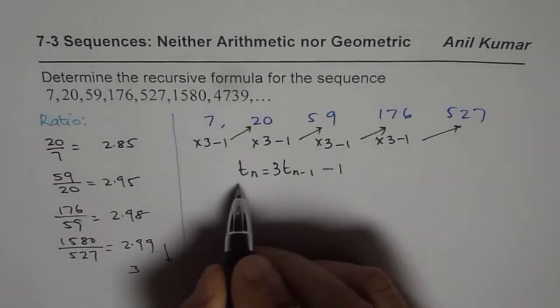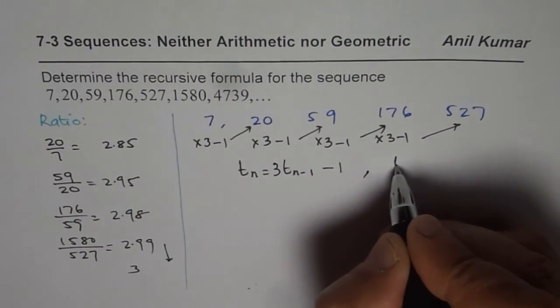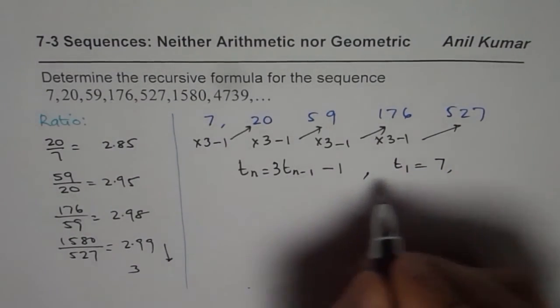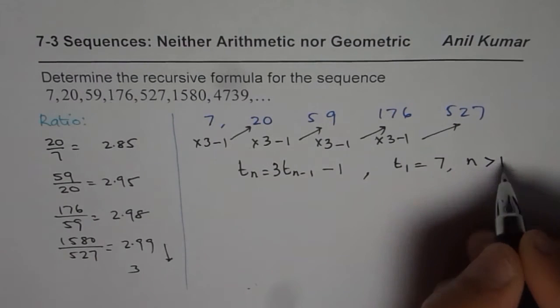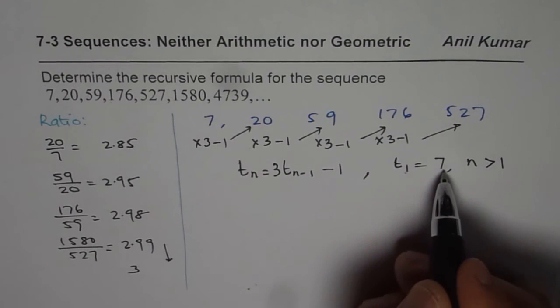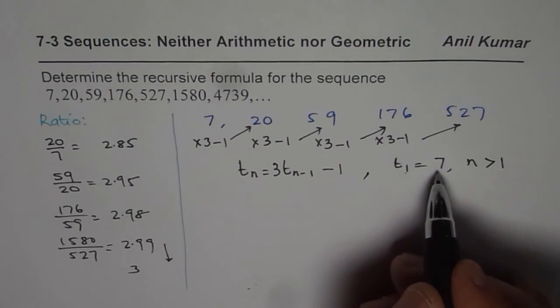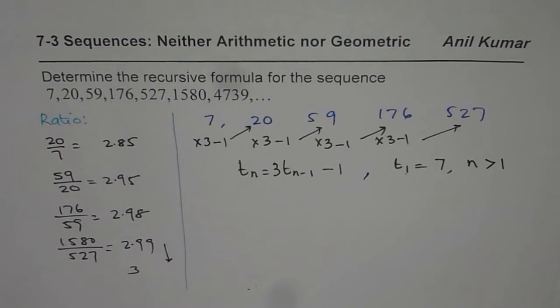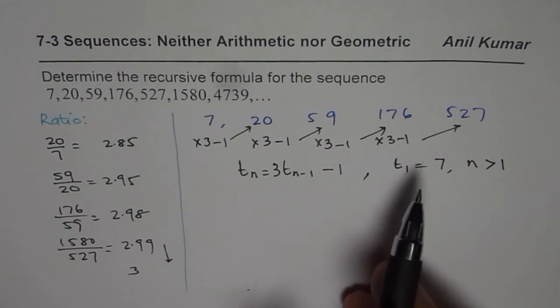Now, whenever you write a recursive formula, you have to write what T1 is. So the starting number here is 7. And n is greater than 1, since for 1, I've already given you the value. You're getting the point, correct? So that is how you can develop a recursive formula for a sequence which is neither arithmetic nor geometric. I hope that helps.